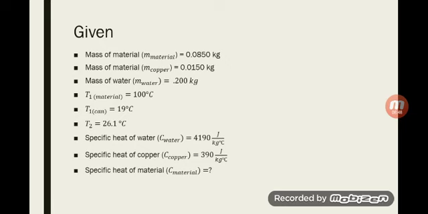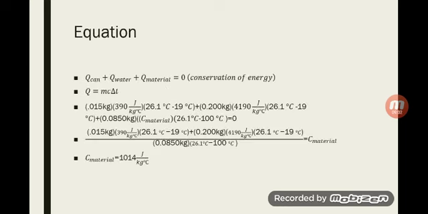Now, the specific heat of water is 4,190 joules per kilogram degrees Celsius. The specific heat of copper is 390 joules per kilogram degrees Celsius. With that said, we can now find the specific heat of the material. The equation is Q can plus Q water plus Q material equals 0, simply the conservation of energy. This means that heat lost equals heat gained.